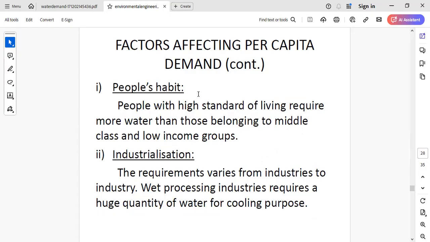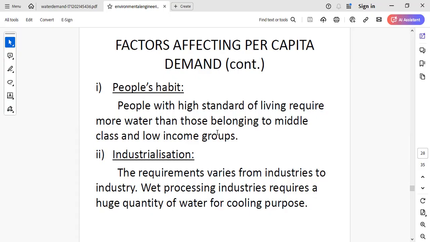So here you can see people's habits. People with a high standard of living require more water than those belonging to the middle class and low income groups. High standard people require more water because they have pipelines in all the places in their house. So more toilets, more wash stations, more luxurious things, fountains, swimming pools, so they require more water.